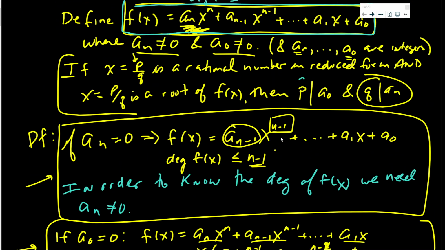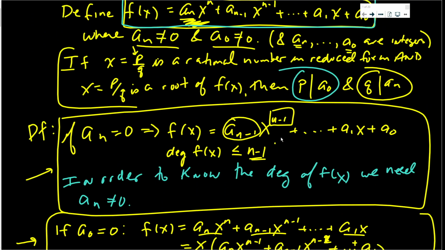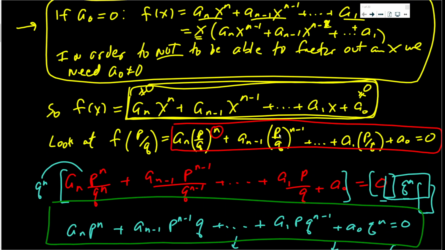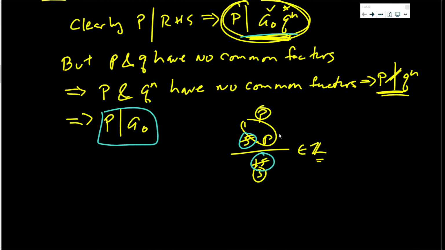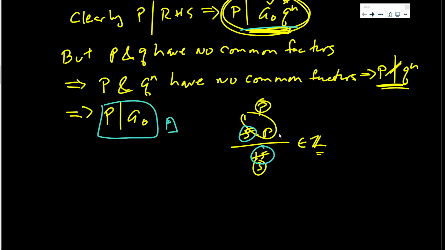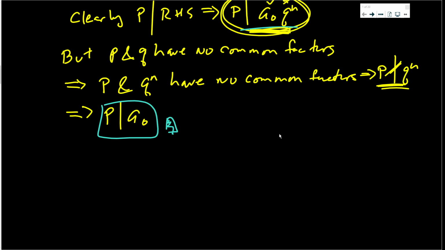But that's exactly the second and last thing that we wanted to show. We wanted to show that p divides a sub 0. Now, what does this mean? So, the proof is done. Let me just show what this means.